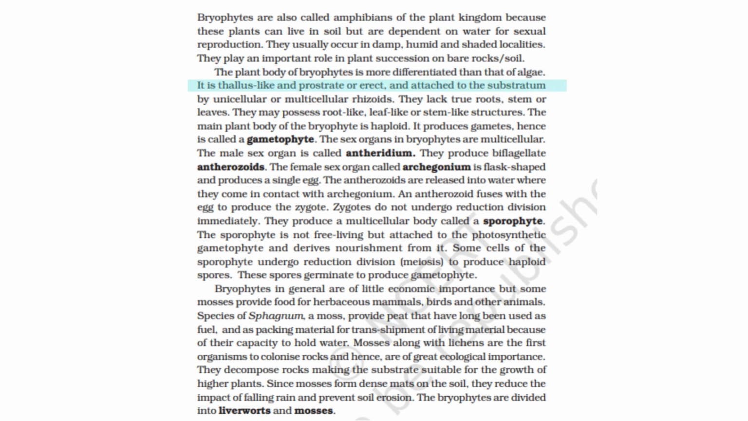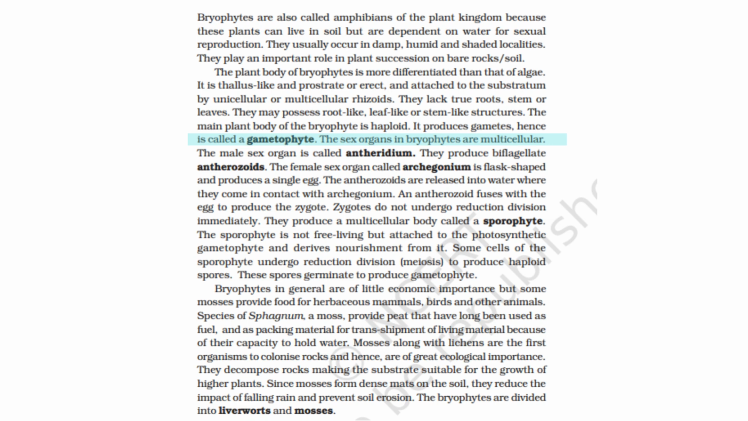It is thallus-like and prostrate or erect, and attached to the substratum by unicellular or multicellular rhizoids. They lack true roots, stem, or leaves. They may possess root-like, stem-like, leaf-like structures. The main plant body of the bryophyte is haploid. It produces gametes, hence is called a gametophyte.